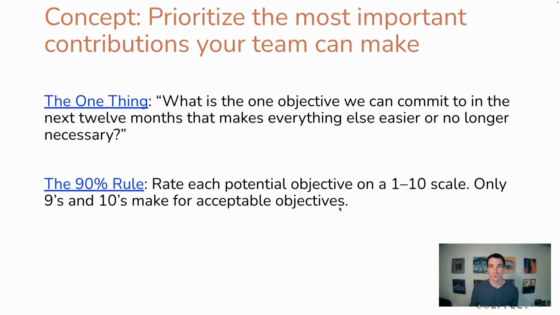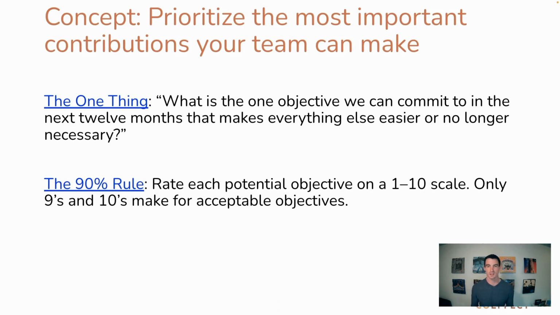A couple of the other tools that I like to use when thinking about prioritization, there's this question, and I think it's a really profound one from the book, The One Thing. And he suggests phrasing and asking yourself questions like this. What is the one objective that we can commit to in the next 12 months that makes everything else easier or no longer necessary? So ask yourself that question, and that will help you think about objectives that are really so important that they should be one of the 2 or 3 objectives that your team names for this year.